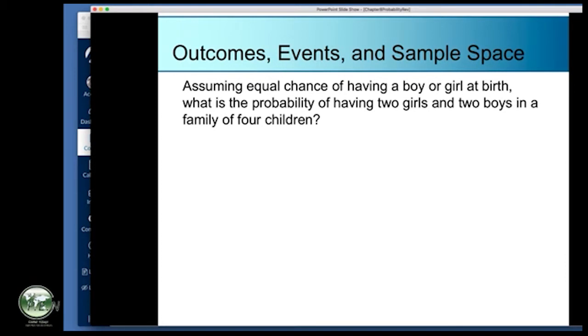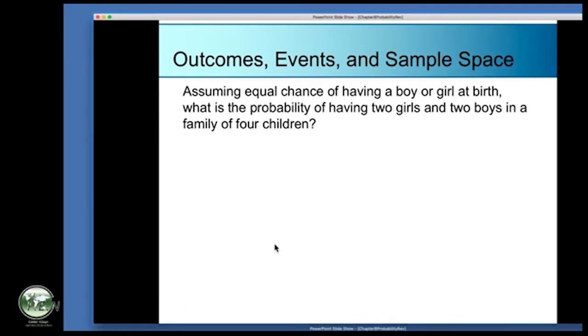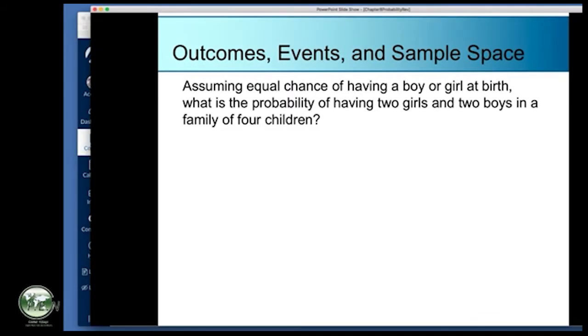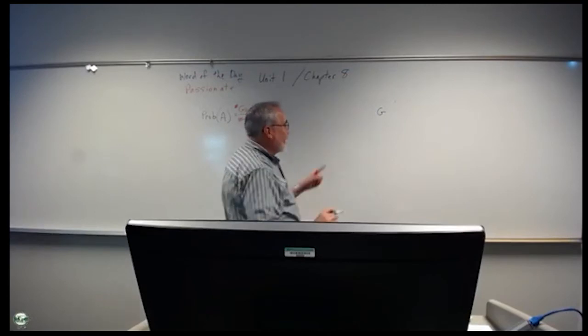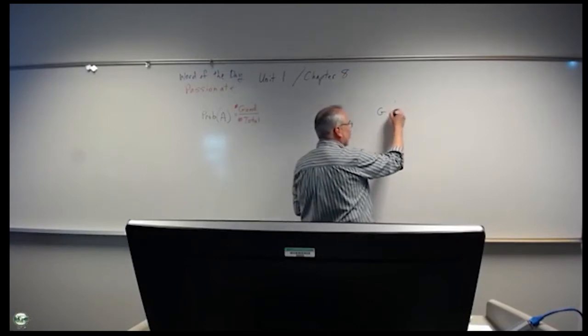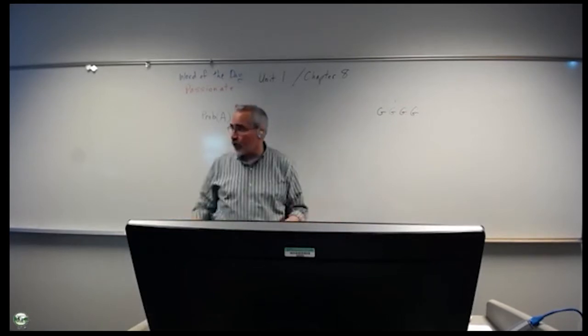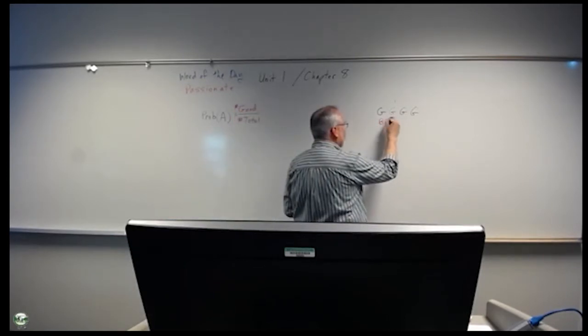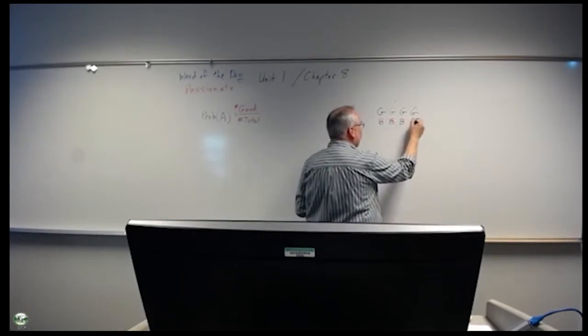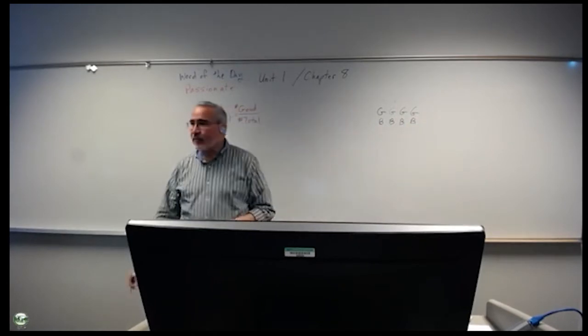Well, would you agree you could have 4 girls, 4 boys? Good, good. It's weird doing this because I'm sometimes not sure what screen I'm on. There we go. Okay. So I could have 4 girls: girl, girl, girl, girl. Or I could have all boys: boy, boy, boy, boy. Or I could have what?